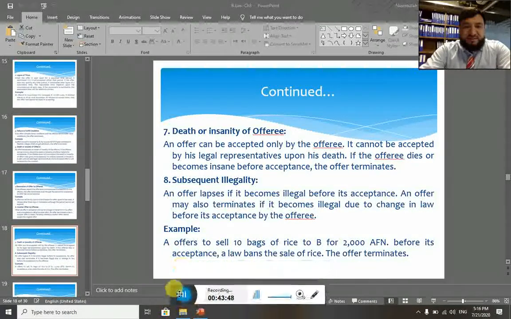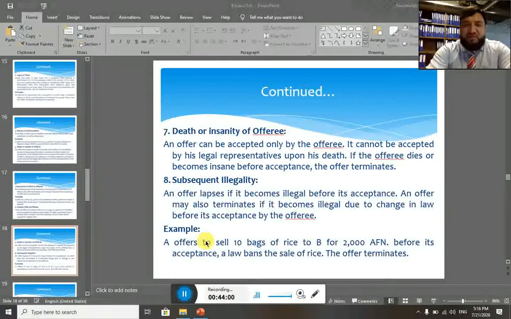Next is subsequent illegality. An offer lapses if it becomes illegal before its acceptance. An offer may also terminate if it becomes illegal due to a change in law before its acceptance by the offeree. So if the offer is not accepted yet and the law changes, there are legal changes, so the offer automatically revokes. But if the offer is accepted, then the offer has turned into a promise. It should be fulfilled accordingly.